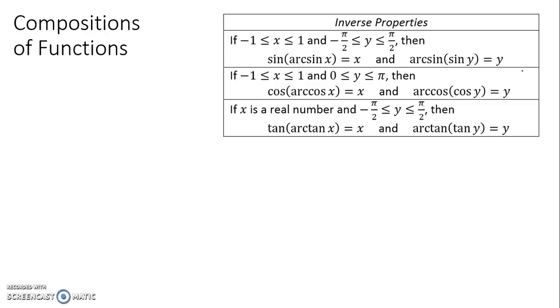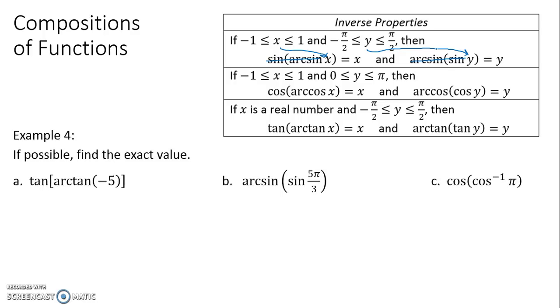Compositions of functions. Basically, if I'm doing sine of arcsine of x, the sine and the arcsine will cancel each other, and I'll just be left with the x. Going backwards, arcsine of sine is going to cancel each other, left with y. As long as whatever's inside your arcsine is between -1 and 1, and whatever's inside your sine, if you're doing this one, is between -pi over 2 and pi over 2. So let's do a couple examples of those.